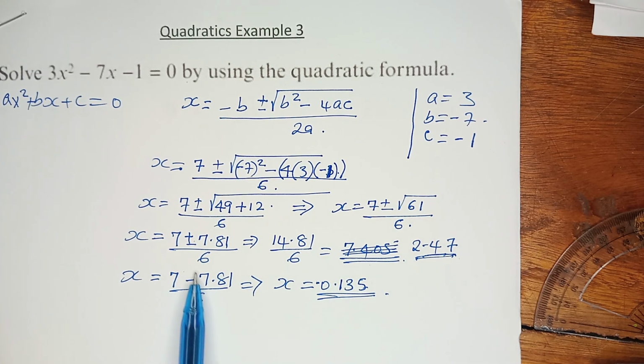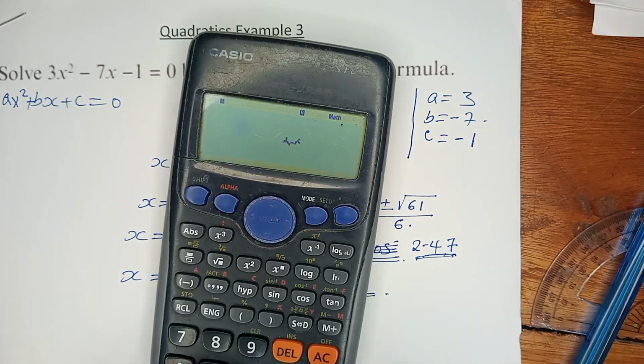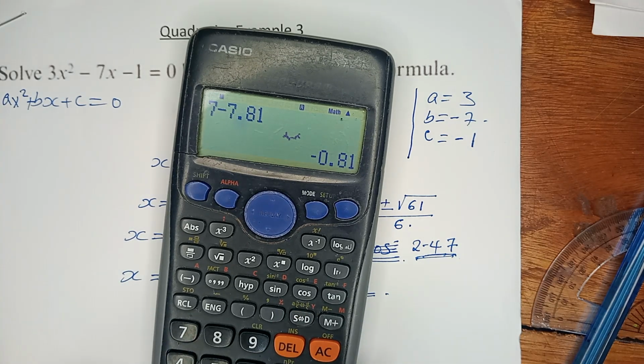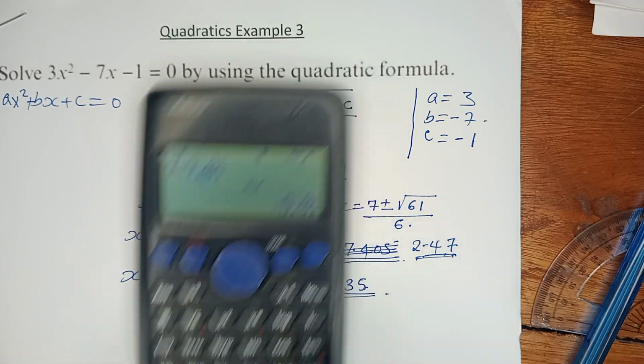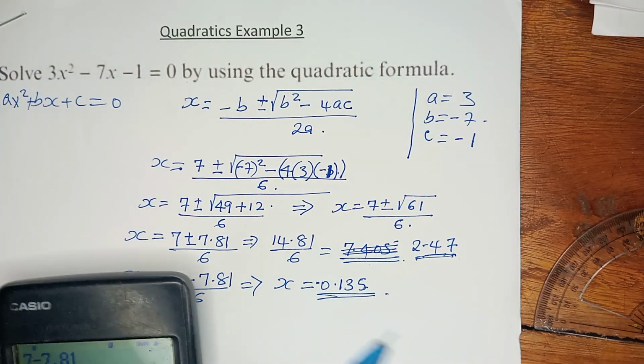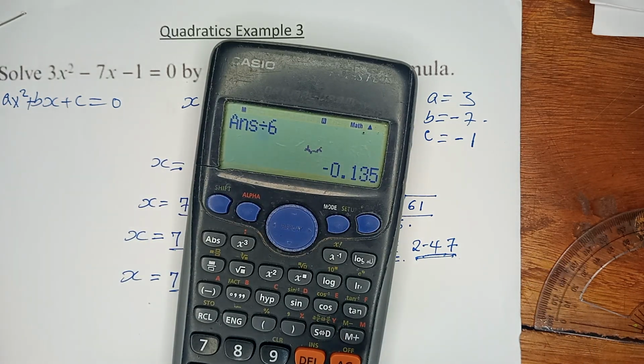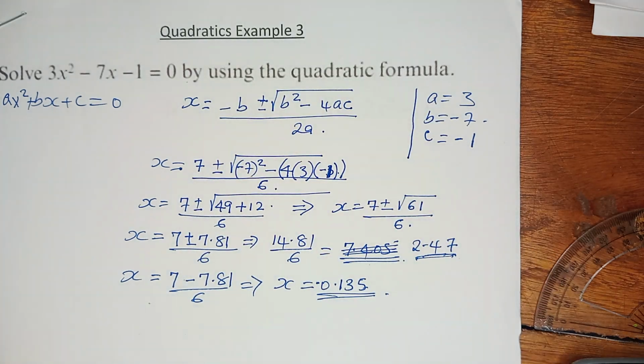If we take now the negative possibility of the root of 61, 7 minus 7.81, of course, if we have 7 minus 7.81, we are getting negative 0.81. When we divide negative 0.81 by 6, we simply get negative 0.135. And that is now how this has been realized.